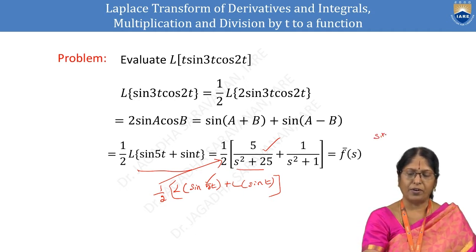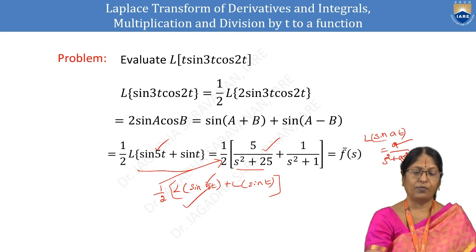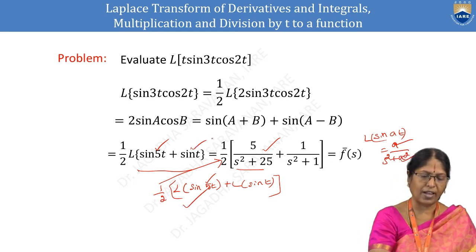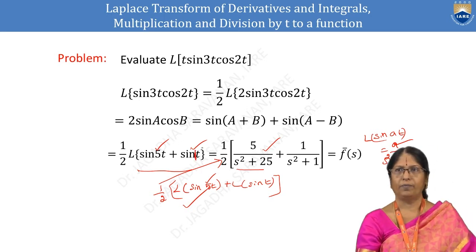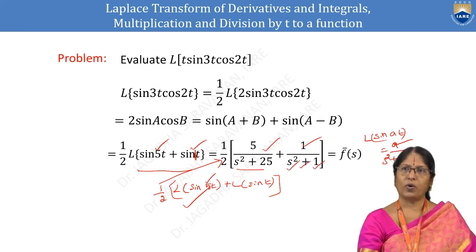The formula is L of sine at equals a by s square plus a square. According to our problem, a is 5. It's fine, that we got. Next, L of sine t. Here a is 1, so a by s square plus a square, where a square is 1 square, which is 1.